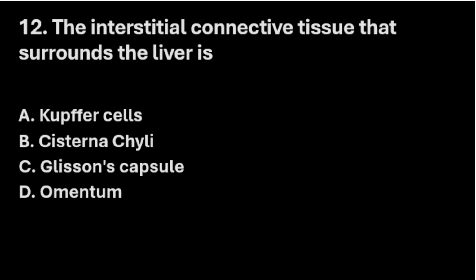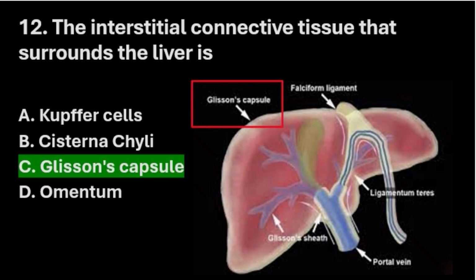Next question. The interstitial connective tissue that surrounds the liver is option A Kupffer cells, option B Cisterna chyli, option C Glisson's capsule, and option D omentum. The right answer here is option C Glisson's capsule. You can see the outer layer of the connective tissue surrounds the liver, that is Glisson's capsule.